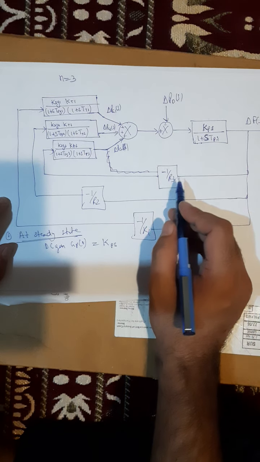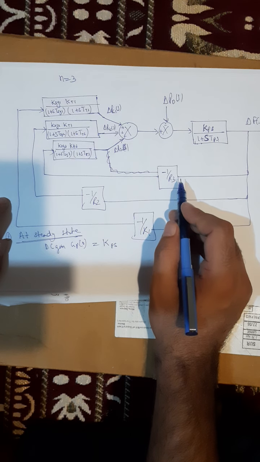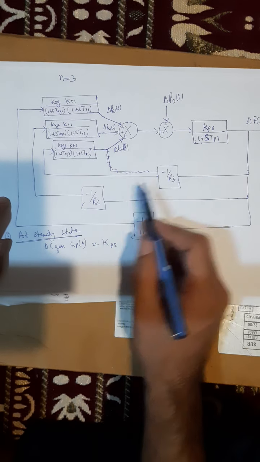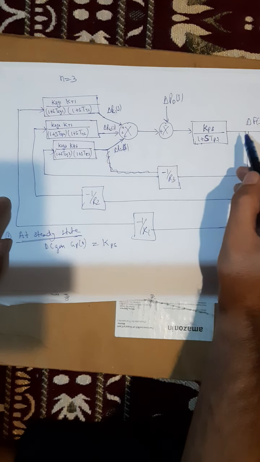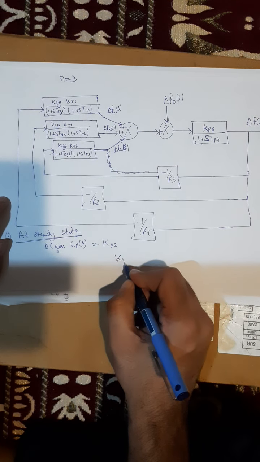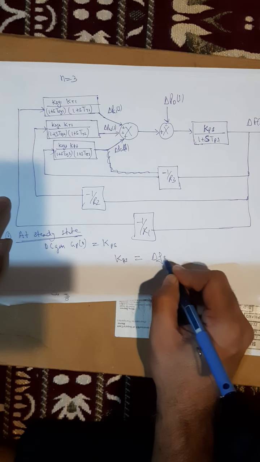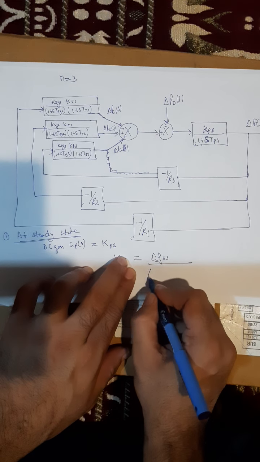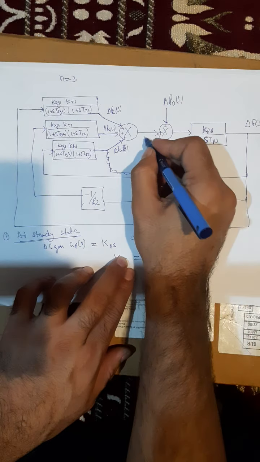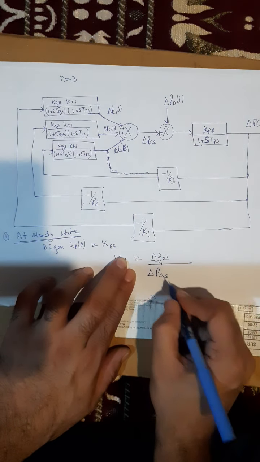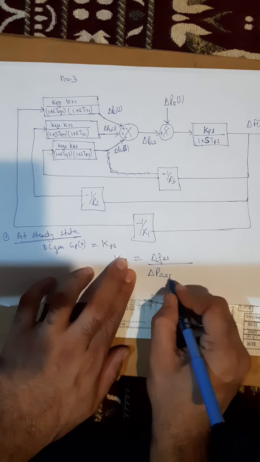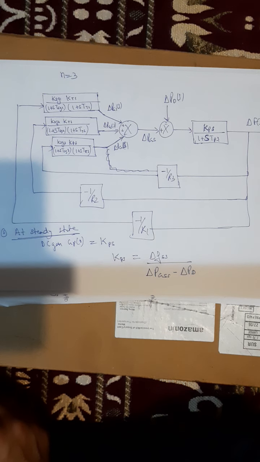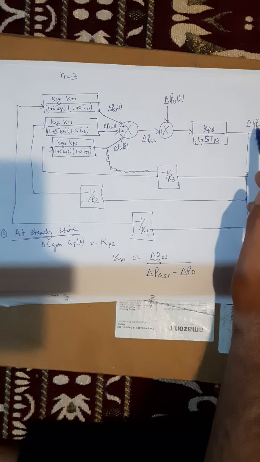So let's see what this Kps is equal to. Kps is nothing but delta F steady state, this is the steady state condition but in time domain, divided by delta PG steady state minus delta PD. Okay, got it? Simply you can get it from this output.